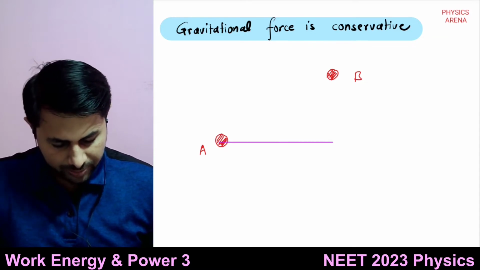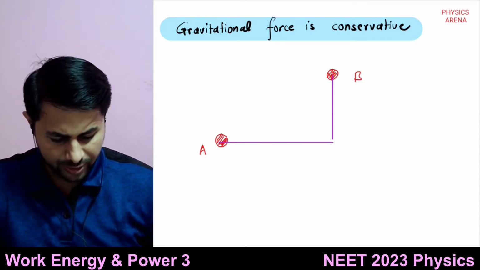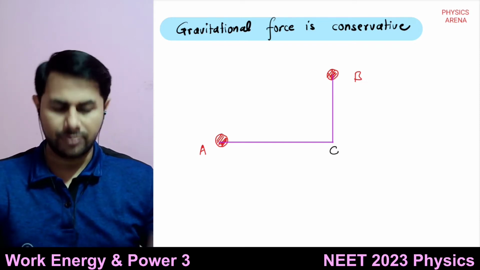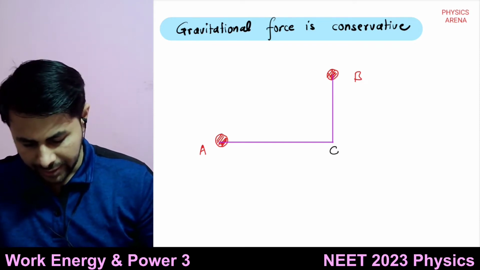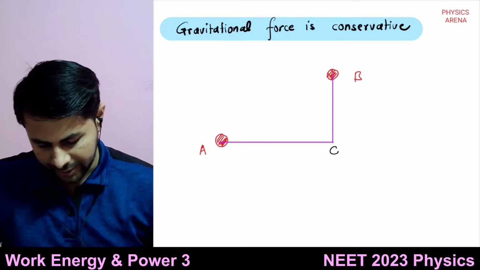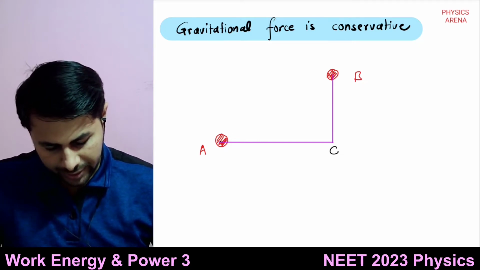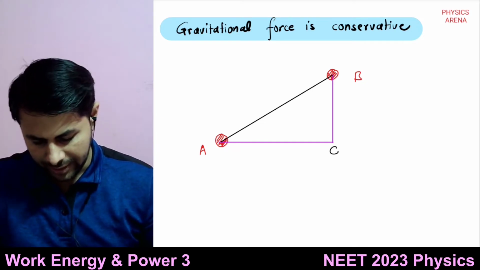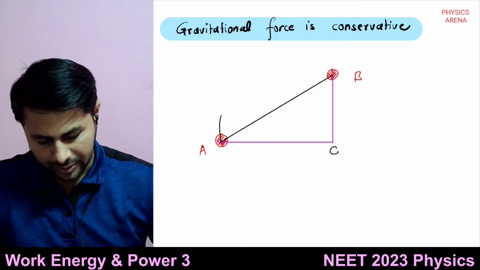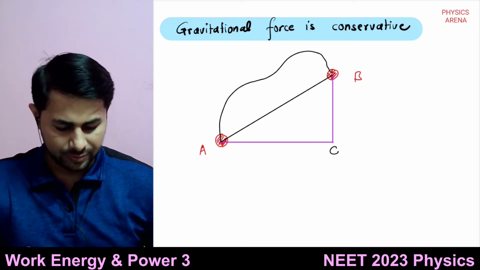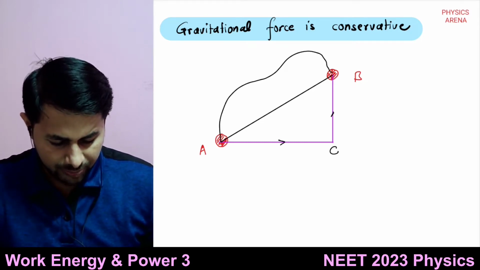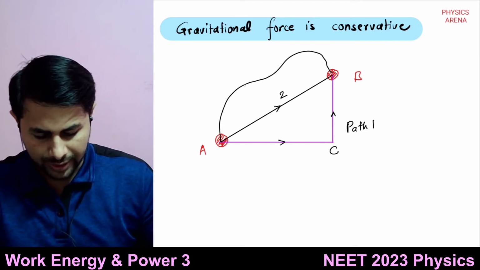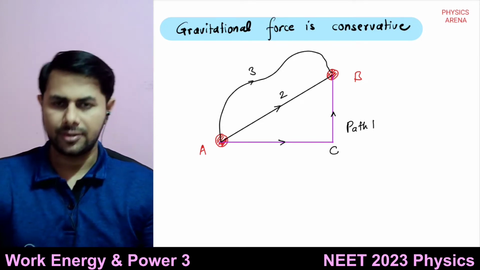So this is first path, a horizontal distance from A to the point C, let's suppose, and from C to B. Then a straight line path, okay, a straight line path joining point A and point B. This is second path, and a curved path, which is like this. Okay, so this is our path 1, this is path 2, and this is path number 3.